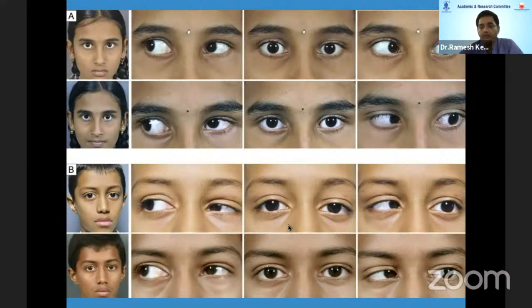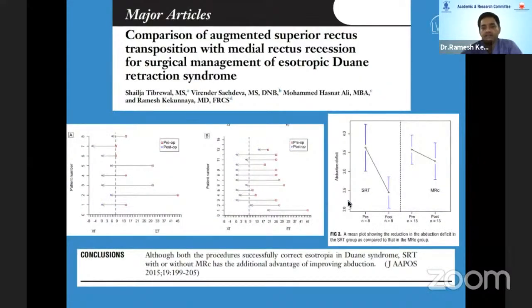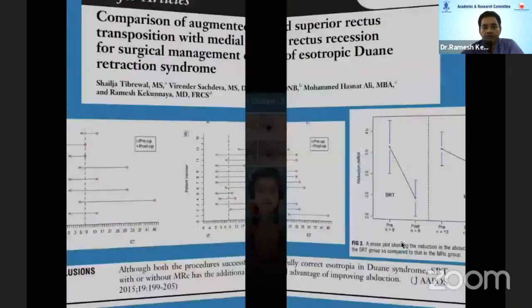If you want to get that additional improvement, as we published in this, you will always get this additional improvement in abduction. Without compromising, you will get this additional advantage of improving the abduction in this group.